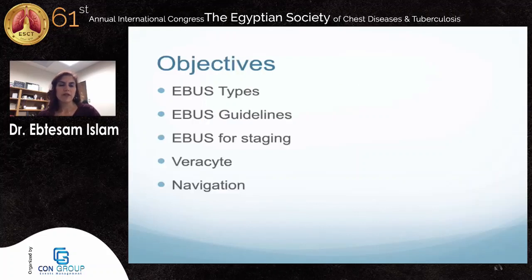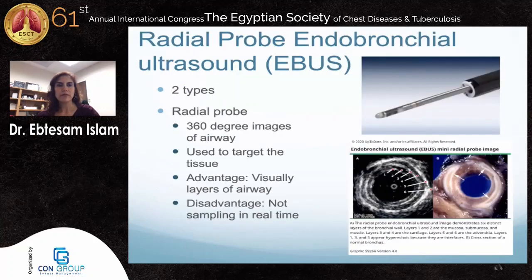So the objectives we're going to talk about today are the two EBUS types, the EBUS guidelines, EBUS for staging, Vericite, and navigation. There are two types of endobronchial ultrasounds. The first type is called the radial probe. This gives 360-degree images of the airway, and you can see this is your probe here, and it just keeps spinning as you're looking in the airway.